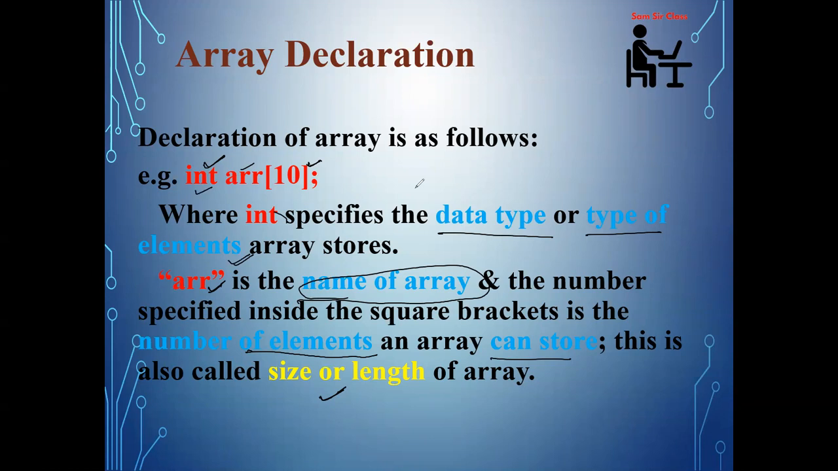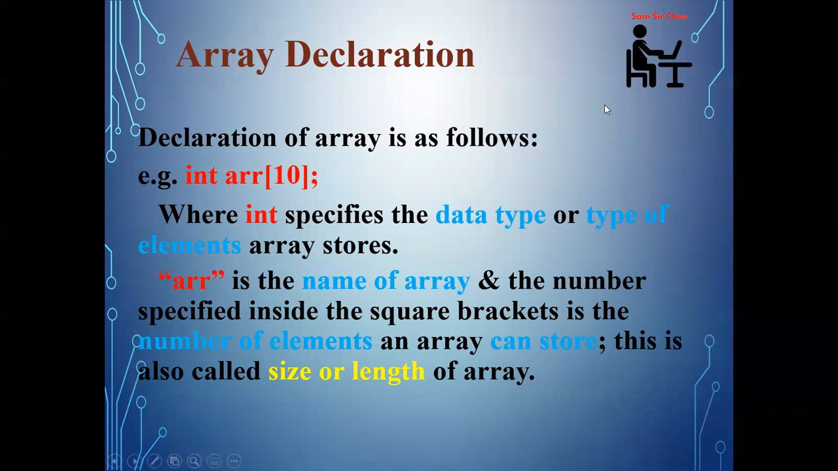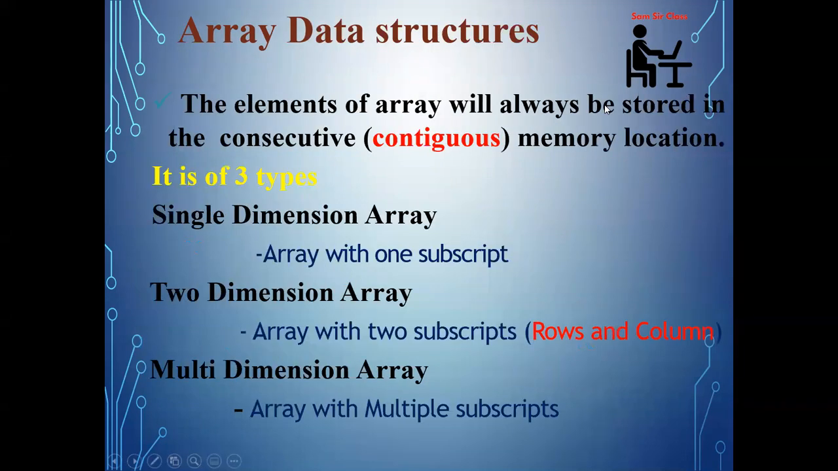Okay. So we'll see through the example how we'll declare the array, how we'll take input into the array, and we'll display that also. Now coming to the different types of array data structure. It can be a single dimensional array, where you are only specifying one subscript or one size. The second one is a two dimensional array, which is the representation of a matrix where you have to specify rows and columns both. And the third one is a multi-dimensional array.